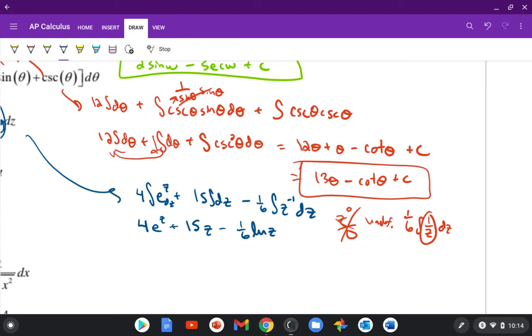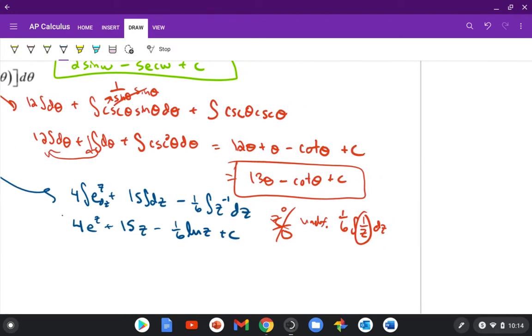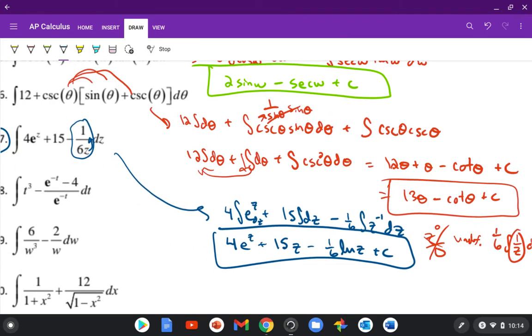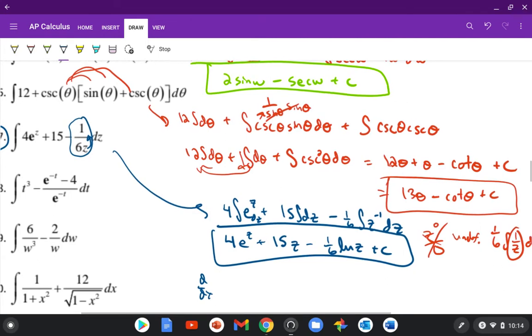Because again, when we took the derivative, I'm going to put my plus z there. If we take the derivative of the natural log of z, it's just going to be 1 over z. So if I were to differentiate this back, I would end up with my original function. So again, just to show you, if I were to take the derivative of this, well, the derivative of e to the z is just e to the z.